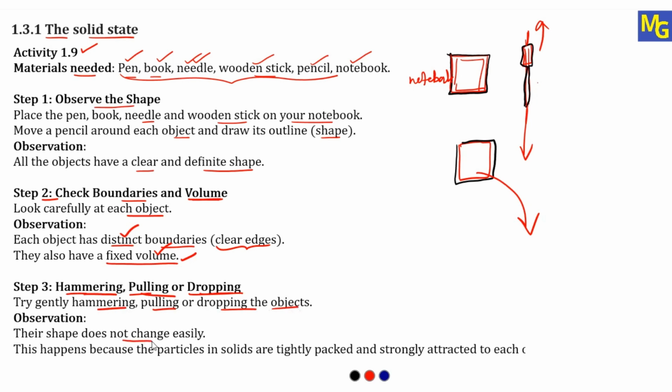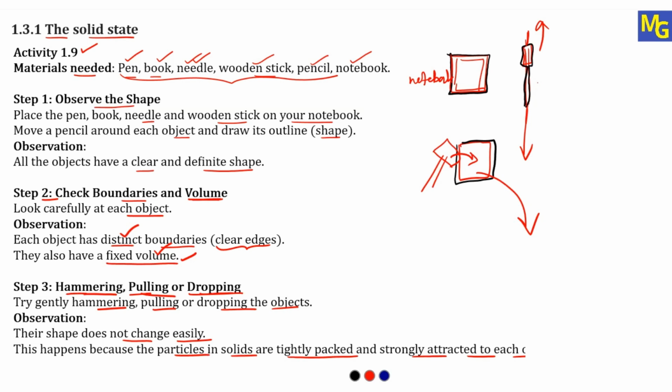Their shape does not change easily. If you take a hammer and hammer on this book, what happens? The book will not break easily. But in the case of a pen, it may break after hammering two to three times, but it will not change its shape easily. This happens because particles in a solid are tightly packed and strongly attracted towards each other.